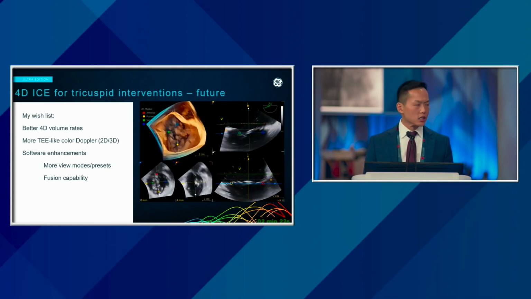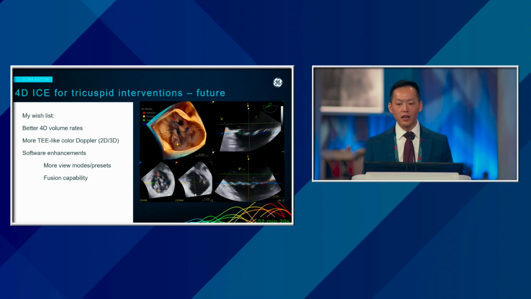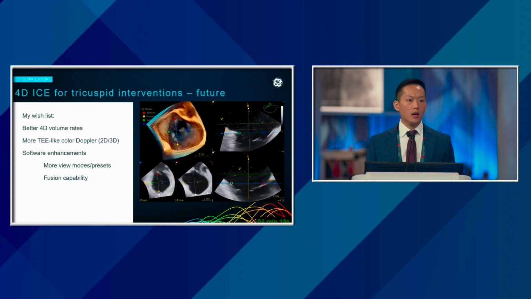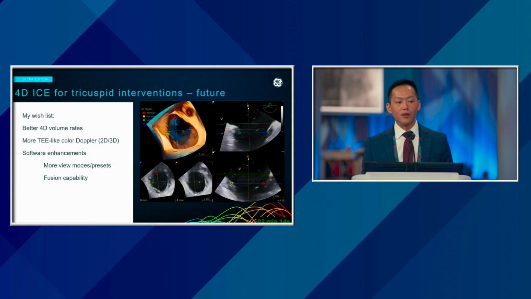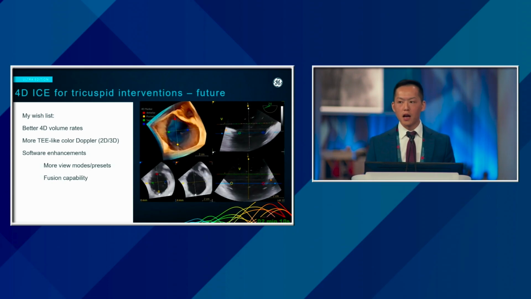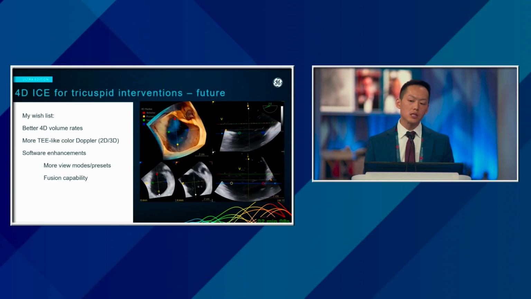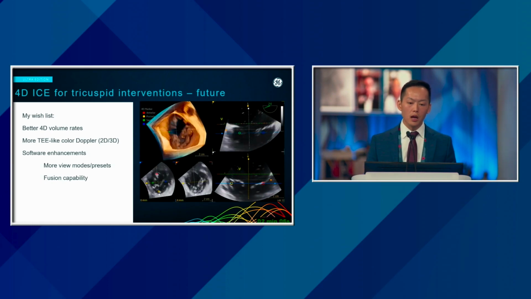We already saw some great examples from Scott, actually, that the color Doppler has really gotten a lot better recently, so it is actually quite TE-like now. And so very, very usable, but especially in the 3D sense, it would be really nice to have very, very high volume rates so we can really evaluate color jets. And then other software enhancements.